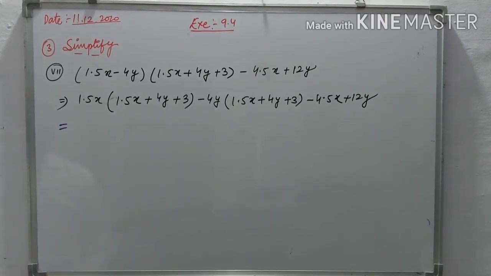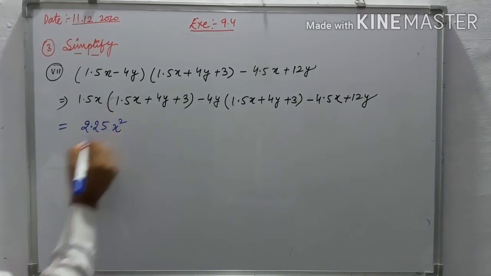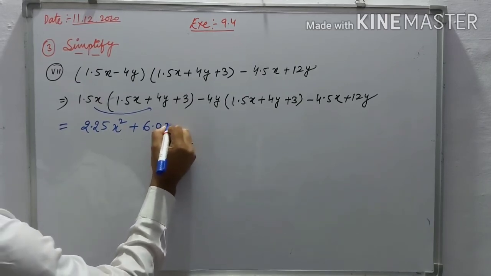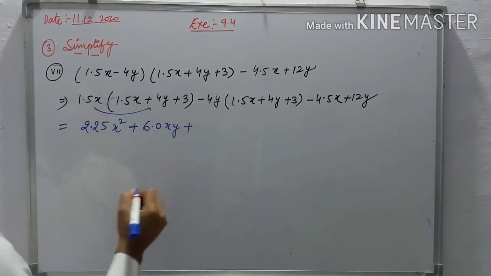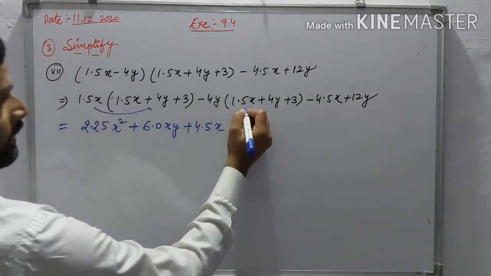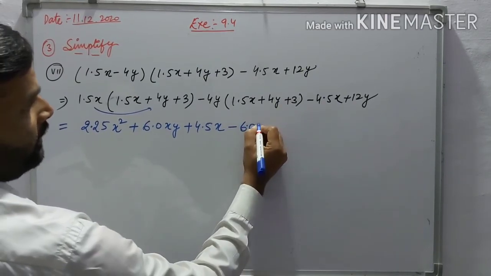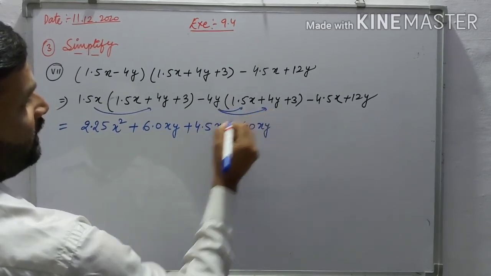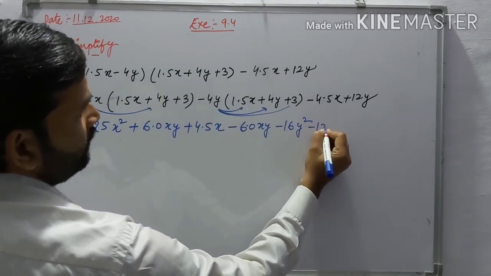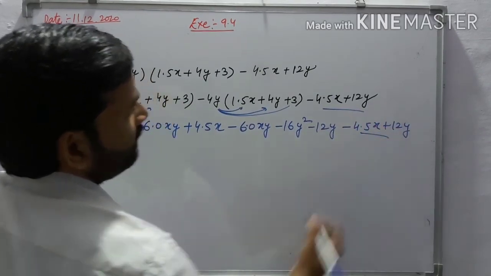1.5 into 1.5 is 2.25, and point after two numbers, and x times x is x square, plus here multiply 1.5 times 4 is 6, 6.0 xy, plus 1.5 times 3 is 4.5, 4.5x. Okay, here multiply minus 1.5 times 4 is 6.0 xy, and next multiply is minus 16 y square, and 4 times 3 is 12, means minus 12y, minus 4.5x plus 12y, it is the additional part, right.